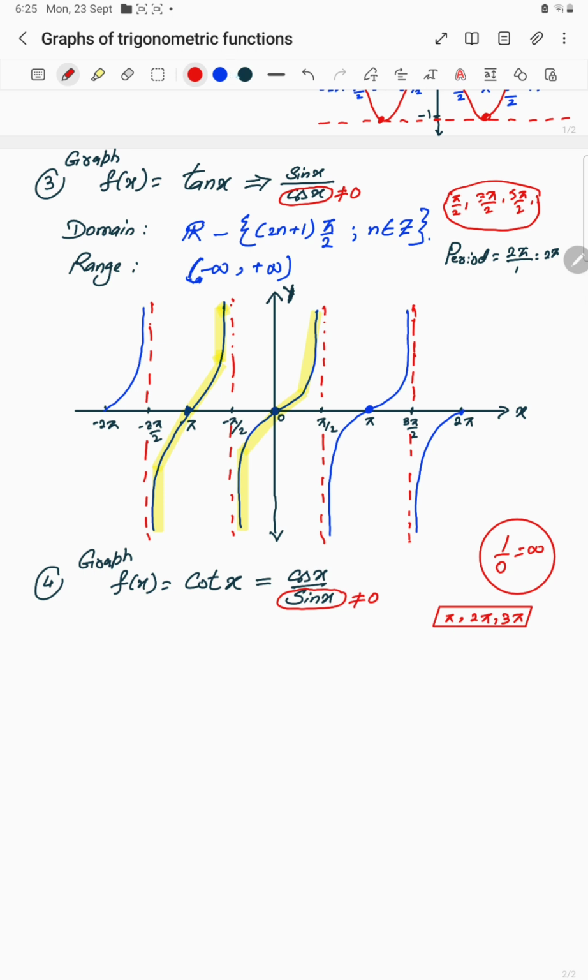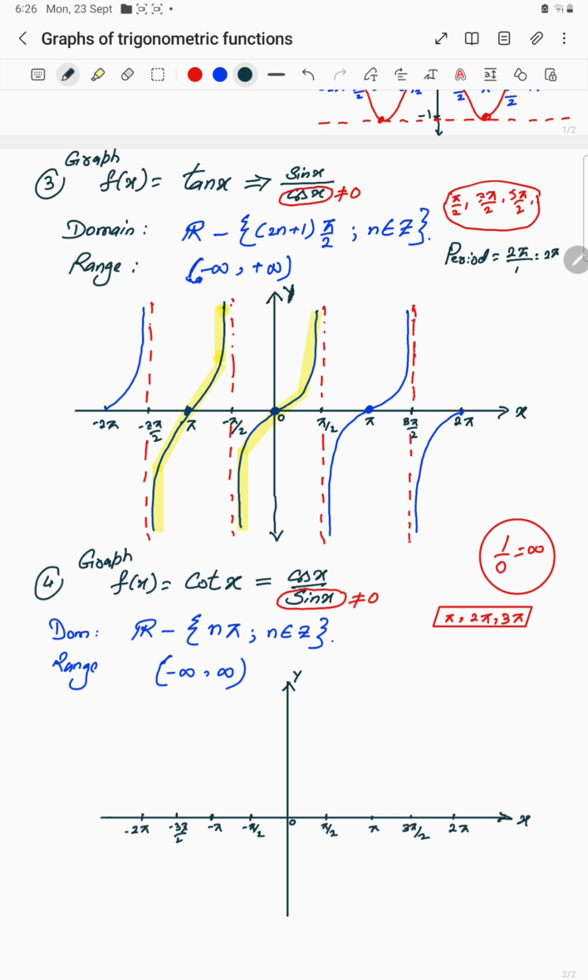So how to write domain and range? First, domain of this function: the set of real values excluding any integral multiple of pi, n pi, where n belongs to the integers, and the range here is minus infinity to plus infinity, right? Okay, let's see how to draw it.